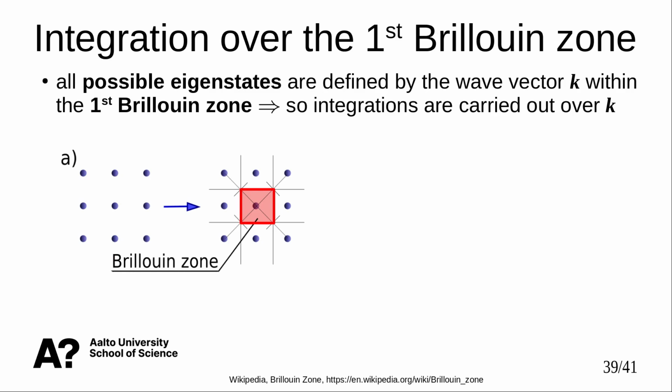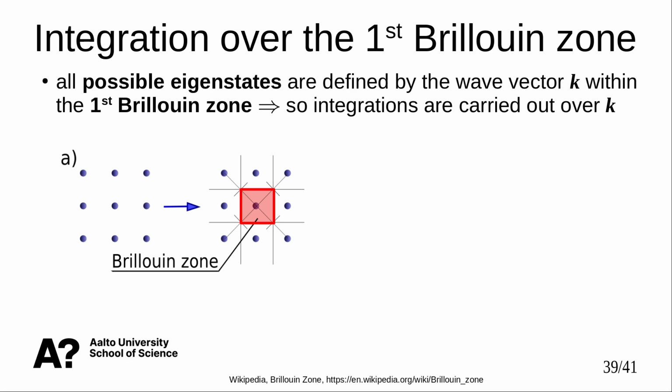Okay, last but not least, the practical implementation of the first Brillouin zone. So we now spoke a lot about how we can take advantage of the periodicity of our potential, so it's enough to focus our attention on the first Brillouin zone. But what does it mean in practice? In practice, all possible eigenstates are defined as a wave vector in the first Brillouin zone. So just integrating over the first Brillouin zone gives us all the physical information we actually need.